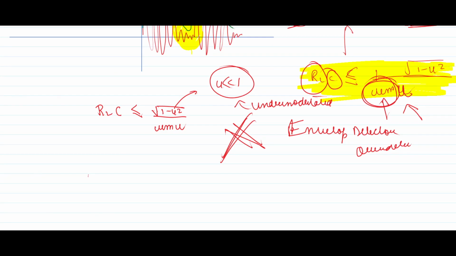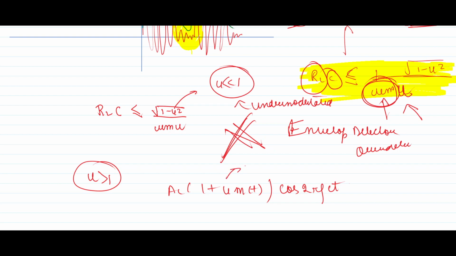So if you are ever given that the mu value is greater than 1, how to know the mu value? The signal is AC into 1 plus mu mt cos 2 pi fct, or mu is k into the maximum value of mt. So this is the value of mu. If you are given a sinusoidal signal, it would be mu sine omega mt, and this will be the value of mu.